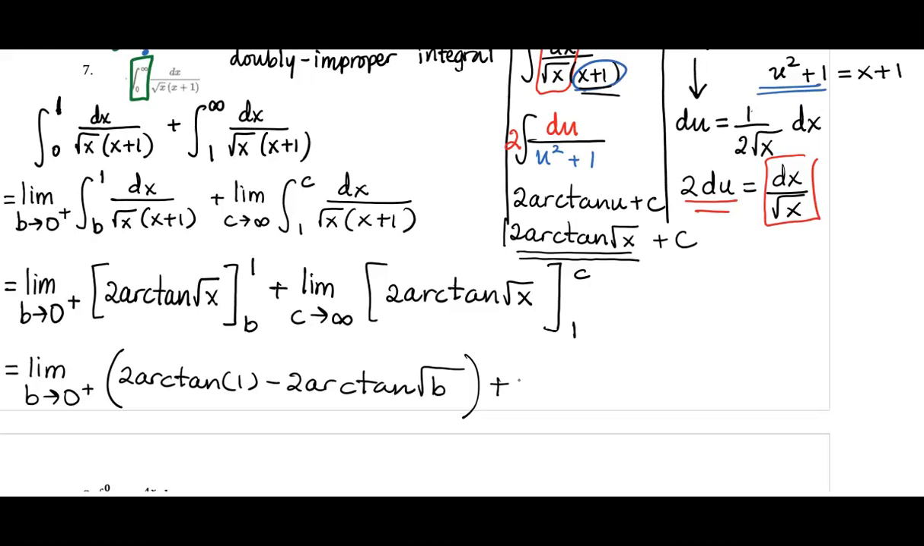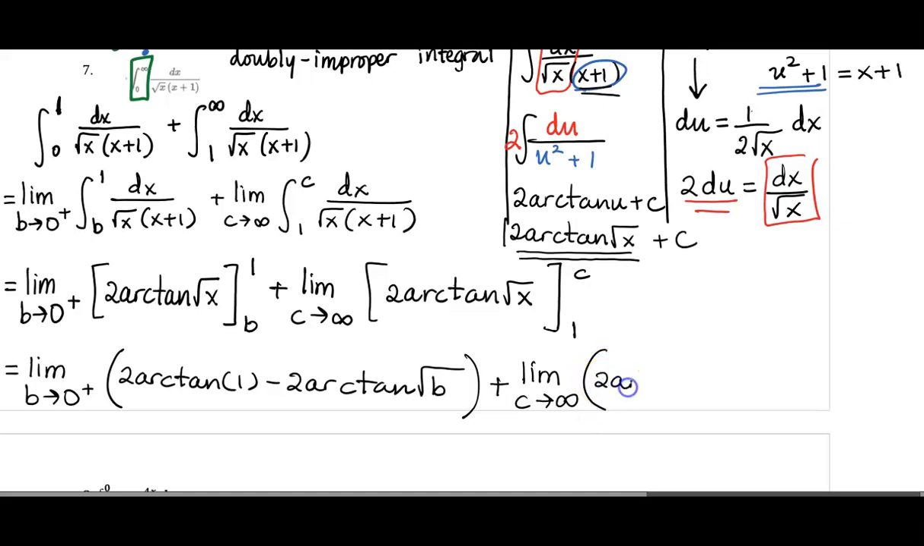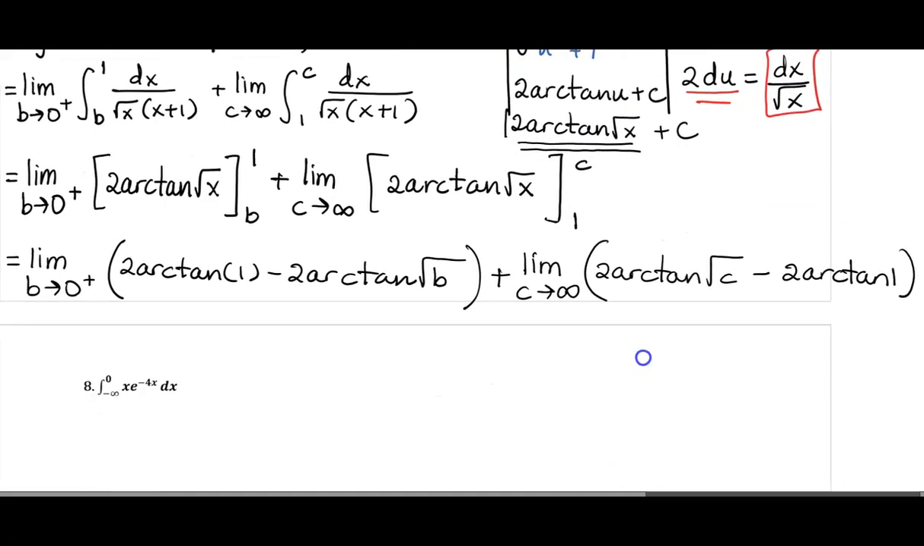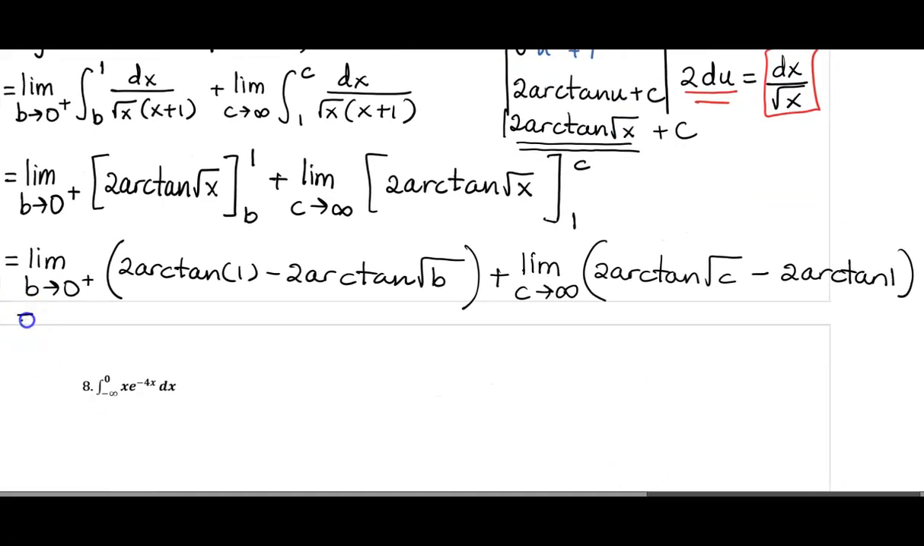Plus, in our second term, we have the limit as c approaches infinity. I'll plug in my upper limit of c. So we have 2 arctan root c minus 2 arctan 1, plugging in our lower limit of 1. Square root of 1 is still 1. Okay, so arctangent of 1 is pi over 4. So we have 2 times pi over 4 right here. Apply the limit to that, it's still just 2 times pi over 4.